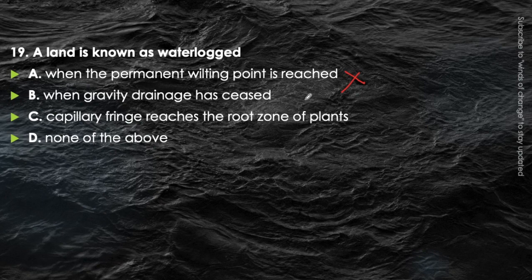Gravity drainage, as said, there can be various possibilities. Okay, it is not only a case of waterlogging. And in the case of the waterlogging, gravity drainage is still there while the water table comes at the top of the surface or near the top of the surface. While the third option, capillary fringe reaches the root zone of the plant, is the correct answer. Capillary fringe reaches the root zone of the plant, in which the waterlogging will occur. Okay, option C will be the correct answer.